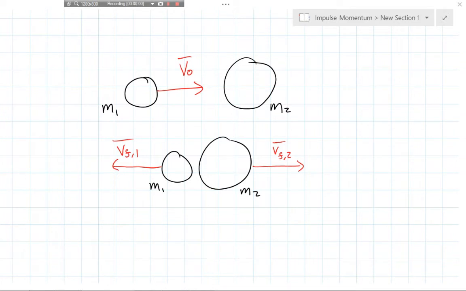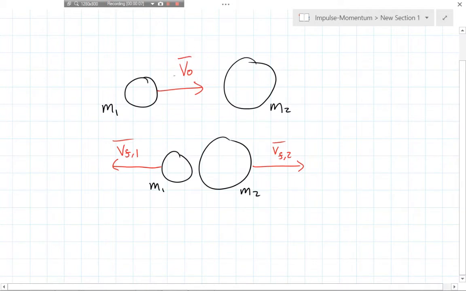So in this example, we have mass 1. It is initially moving with the velocity v0. I'm just going to call this initial velocity v0 because mass 1 will be the only mass that is initially moving. Then after the collision, I'm going to call the final velocity of mass 1 v final 1 and the final velocity of mass 2 v final 2.